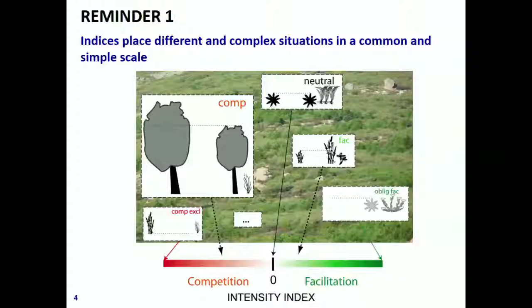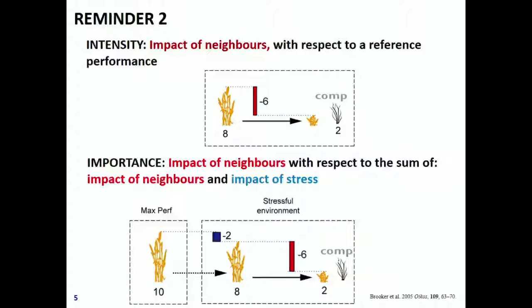So I'm going to talk about two indices, intensity and importance. There are other indices. Don't think that these are necessarily the best for all experiments, but they are quite popular. They're being used a lot and not very well understood sometimes. Well, first, intensity is very simple. You have the focal plant, alone and with a competitor, and the difference is the intensity of the interaction, of the effect. You can, of course, normalize it or standardize it, but more or less that's what it measures.